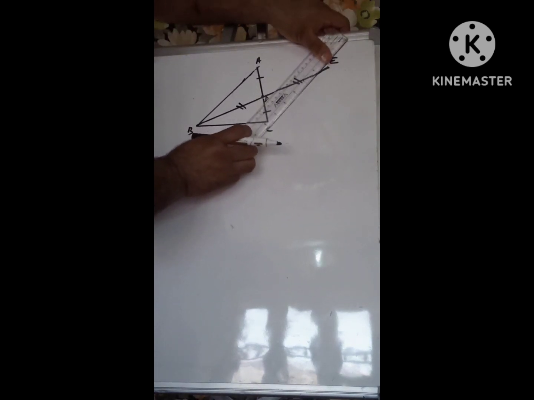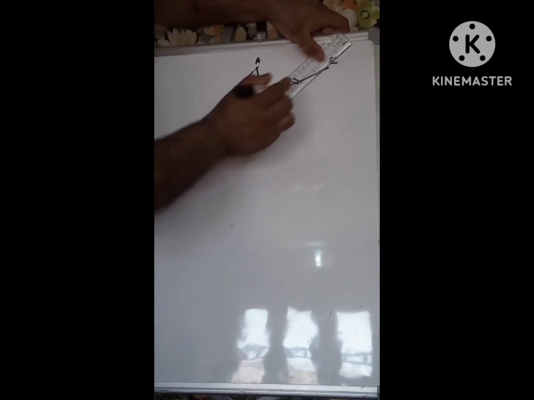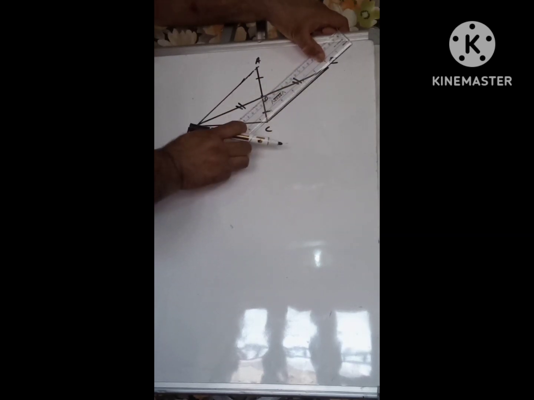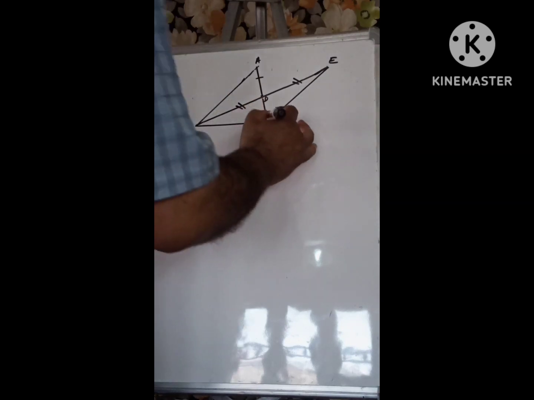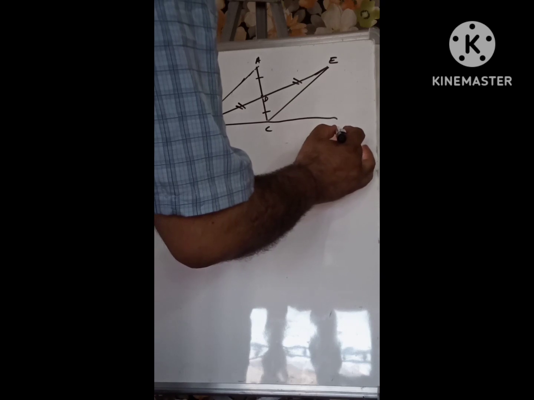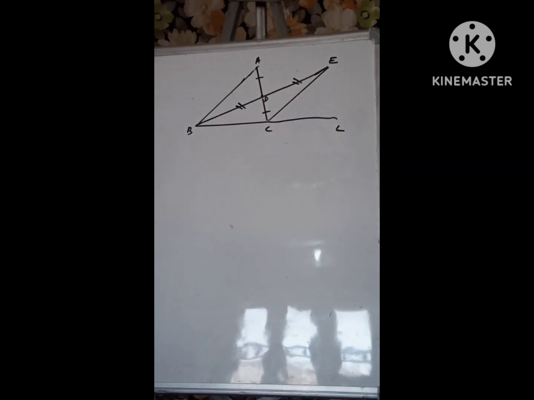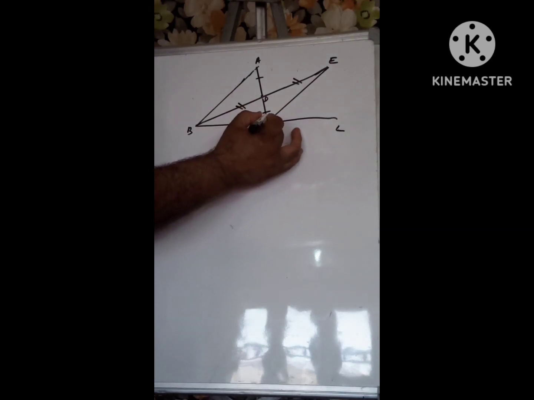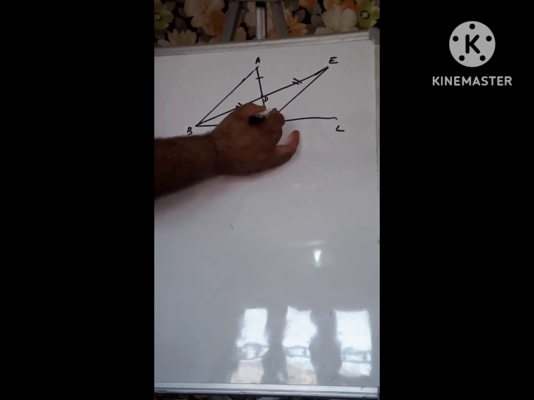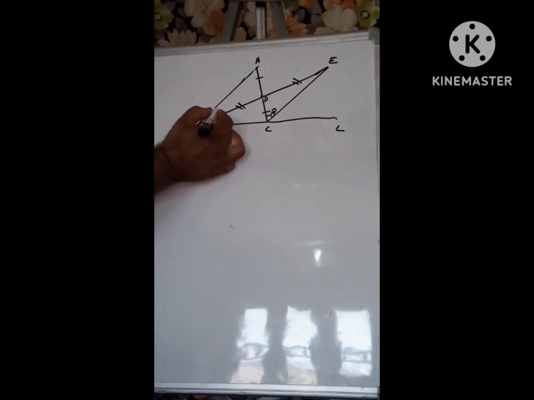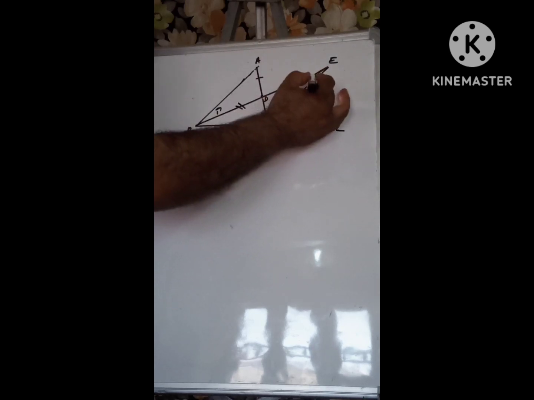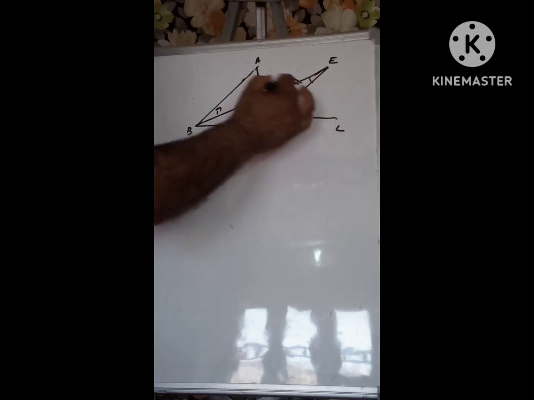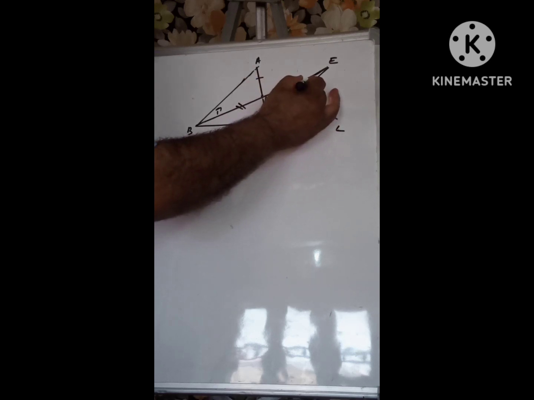What we do is we join EC. I am going to extend the base BC to an arbitrary point L. Now, it's not difficult to prove that this angle here equals angle A. And that this angle here, angle 1, equals this angle. Let me call this angle 1 dash.